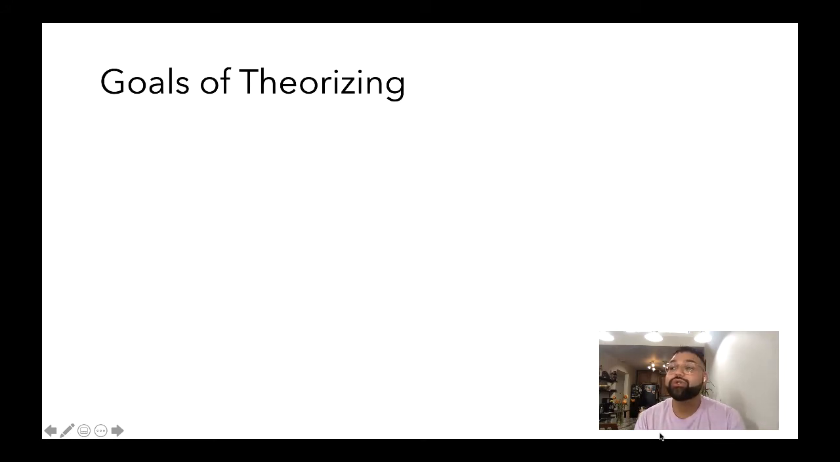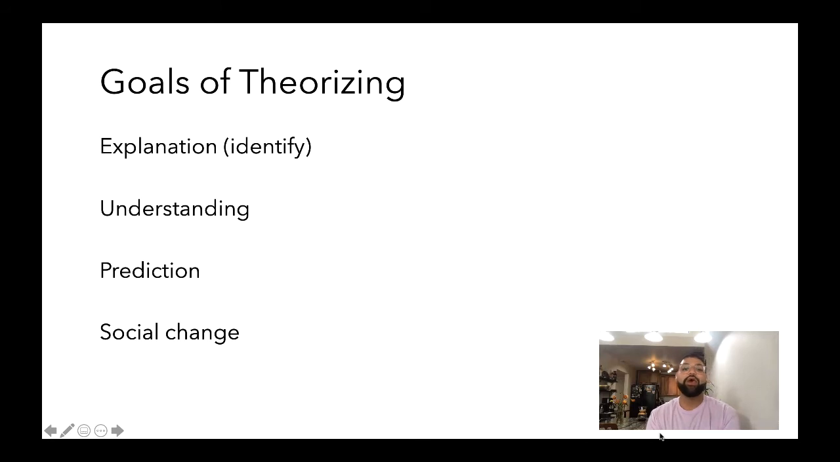There are goals to theorizing, and we have a lot of goals when we theorize in an empirical way. We want to explain and identify the social world. We want to understand why people do the things they do. Why do people walk distractedly? And once we identify and explain, we can understand the mechanism.